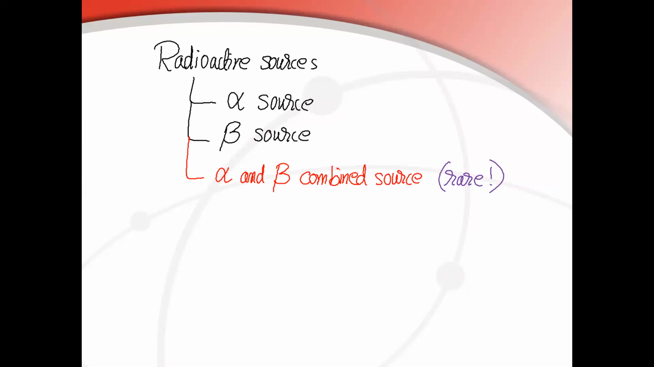Now we move to our next concept for today. There are different radioactive sources in our knowledge. Some are alpha sources, which emit alpha particles. Some are beta sources, which are emitting beta particles. There are some sources which are alpha and beta combined. Okay, now you have to copy this screen.